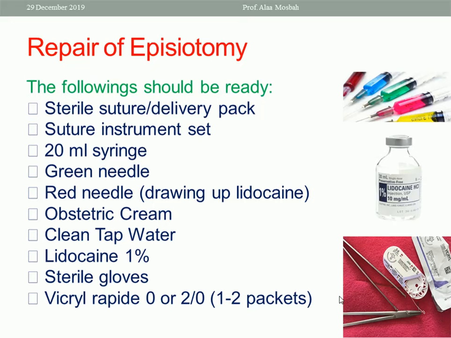I need the following: sterile suture, delivery pack, suture instrument set, 20 ml syringe, green needle, red needle, obstetric cream, clean tap water, lidocaine 1%, sterile gloves, Vicryl Rapide 0 or 2-0, 1 to 2 packets.